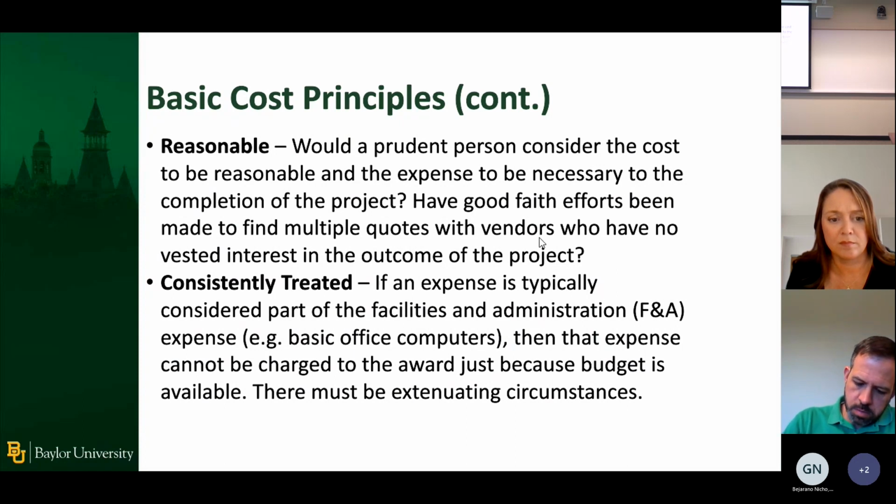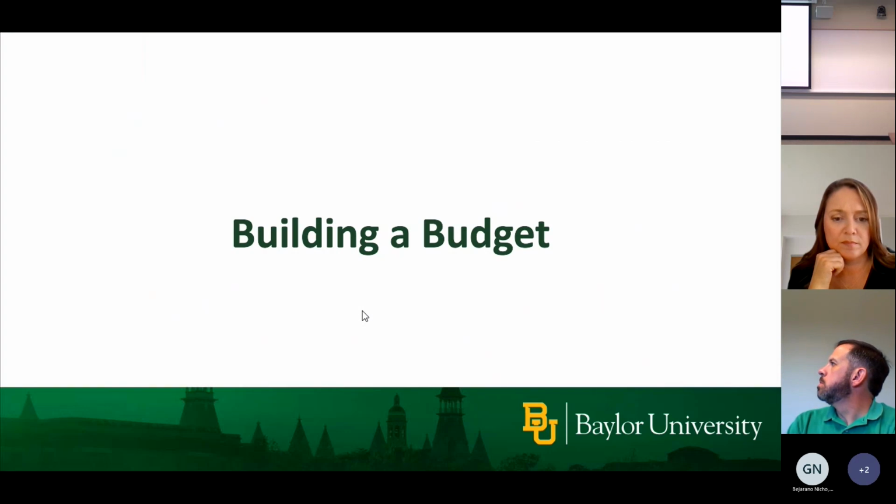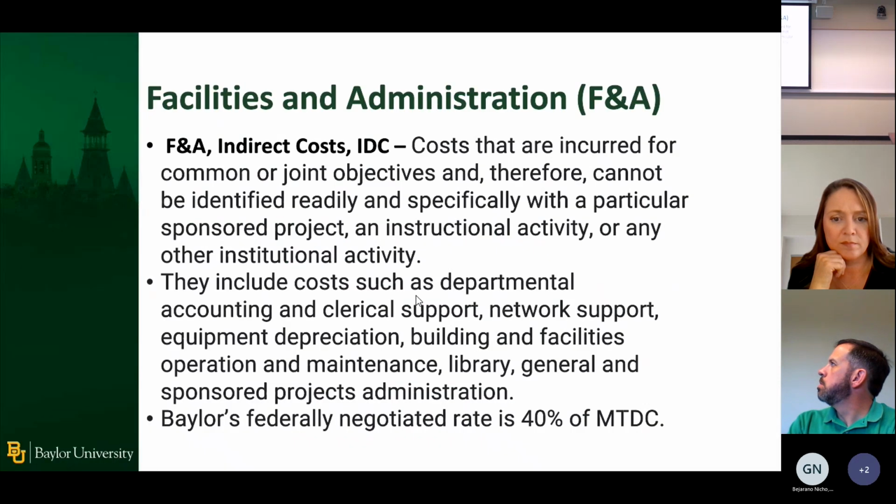Then are the expenses consistently treated? So if we typically would include an expense in our F&A, but think, hey, maybe because we have a little bit of budget left, we're going to go ahead and charge that to the project, that's not treating it consistently. So do those 4 cost principles make sense? Do you have any questions about those? So now that we've done a very quick overview of the cost principles, we're going to go into building our budget, and we'll talk more about those cost principles as we do so.